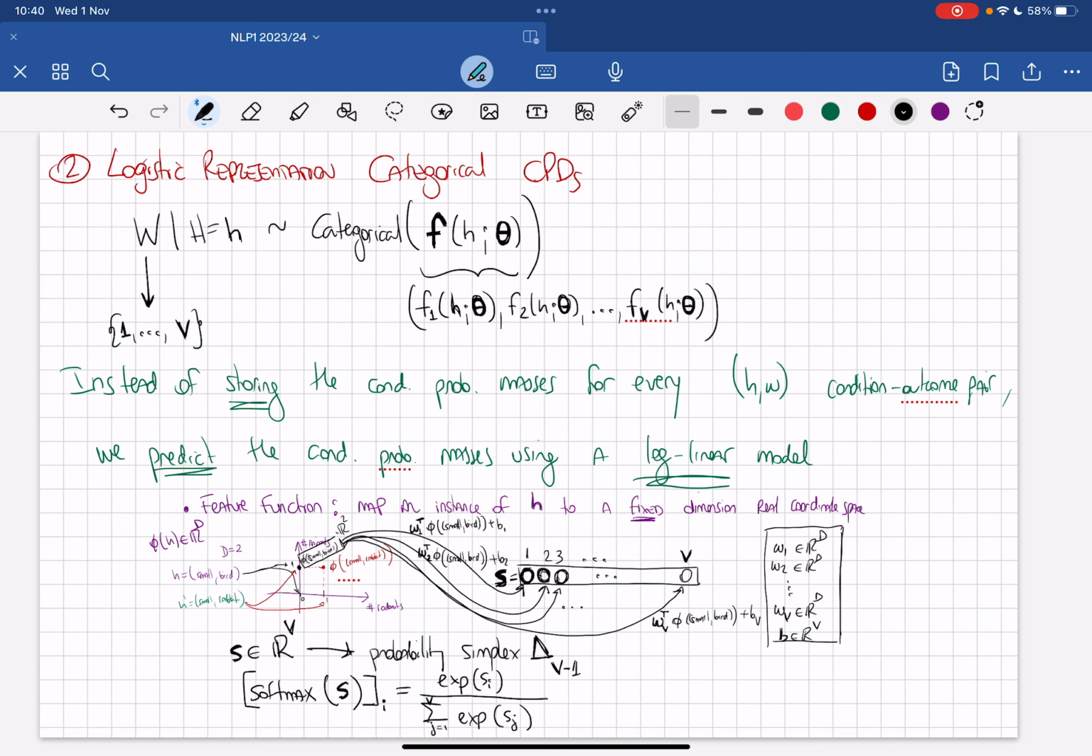So what I showed you here is a log linear model that goes from an h to a space of, well, in this case, handcrafted features. From that space to logits through a linear model, and from logits to probabilities through the softmax function. No matter which h I give this model, provided that this h can be featurized, the model can turn an h into a vector of V probabilities. The model will allow us to predict, for any condition we are given, the V-dimensional probability vector that we need to prescribe the conditional probability distribution of W given a small h. All right, so this is the logistic representation of a categorical CPD.